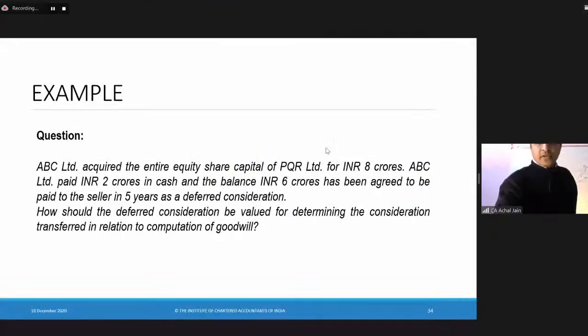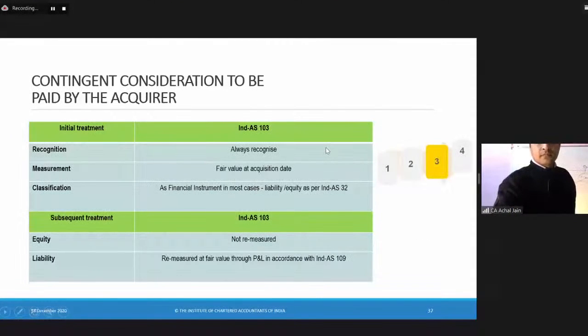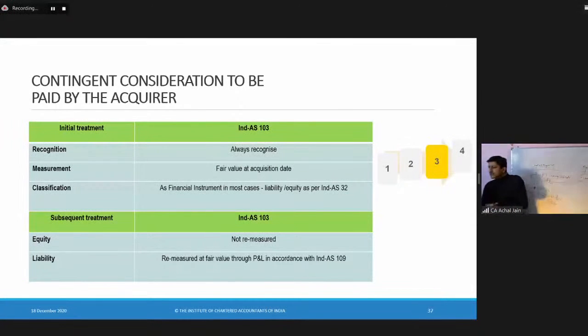Okay, so moving further, on to contingent consideration. I have this response from Pujita. Pujita is saying it will be valued at 2 crore plus the discounted value of 6 crore, that is, the present value of 6 crore. So total will be 6.5 approximately, assuming some discounting factor.